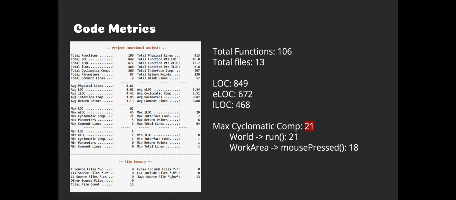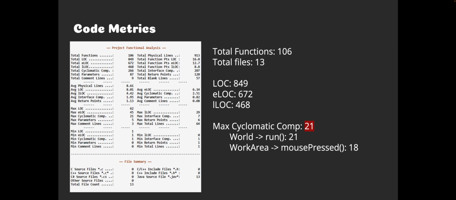For our code metrics, we had a total of 849 lines of code over 13 files with a total of 106 functions. Our effective lines of code was 672, and our logic lines of code were 468. This is only a slight increase from our last sprint because, as shown in our burn down chart, we completed a lot of tasks early and implemented a lot more functionality in the first sprint. So our lines of code only increased by a little bit.